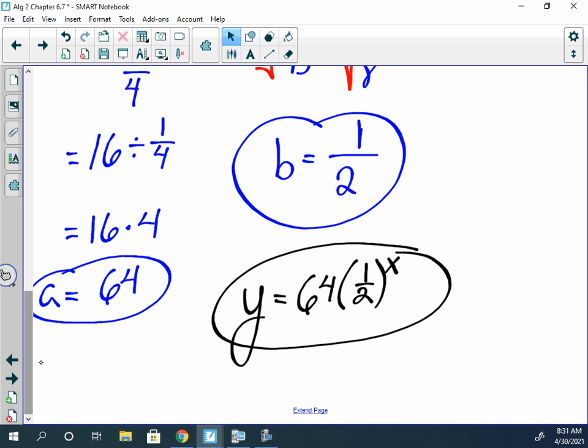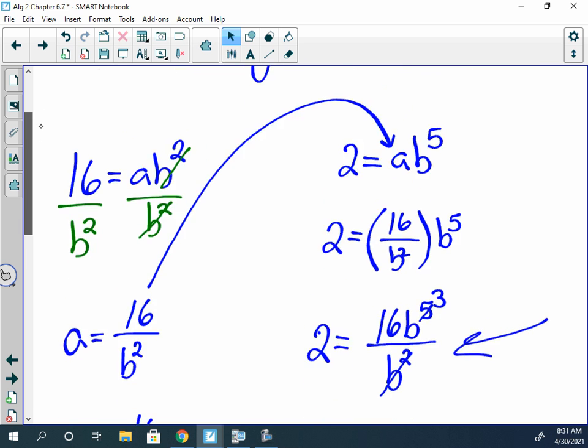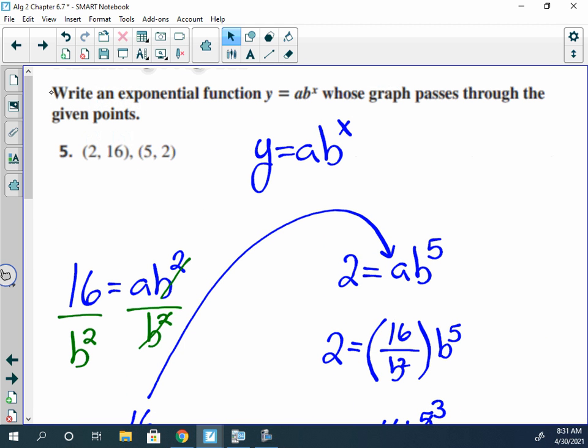Almost. It's going to be decay because our value of b is between 0 and 1. If the value of b is between 0 and 1, it's considered decay. If it's greater than 1, then it's considered growth. And another way that we can look at it, as x increased from 2 to 5, the values of y decreased from 16 to 2. They got smaller. Any questions on this here? Okay.